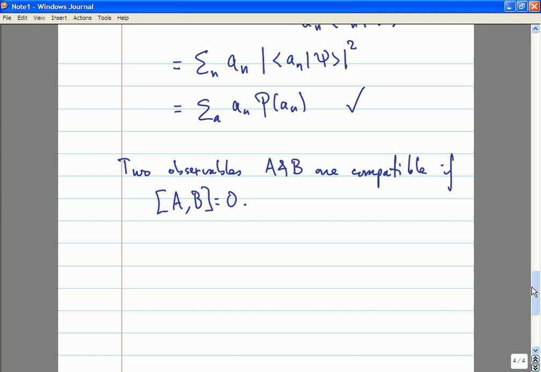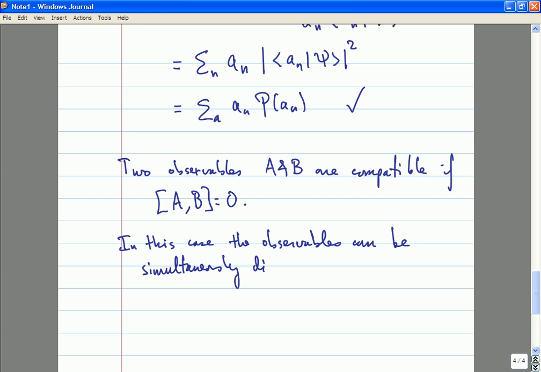And in this case, the observables can be simultaneously diagonalized. And in fact, it's an easy exercise, which I encourage you to work out if it's not clear, that any observables which can be simultaneously diagonalized necessarily commute.